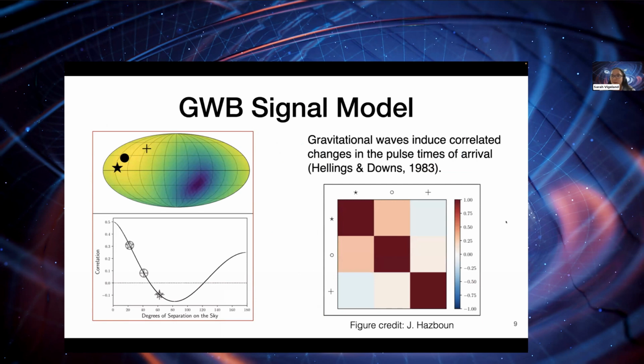So here is our little cartoon pulsar timing array, and this one does have just 3 pulsars. We're going to call them star, circle, and cross. So that gives you 3 pulsar pairs, right? You have star-circle, circle-cross, star-cross. For each pair, you can measure the angular separation between them. And on average, you would expect that the correlation coefficient for each pair should follow this curve on the bottom left, which we call the Hellings and Downs curve.